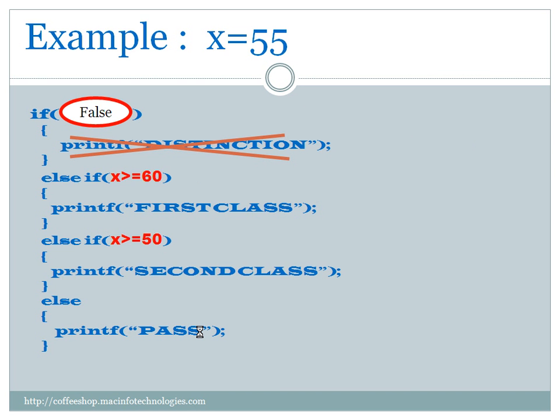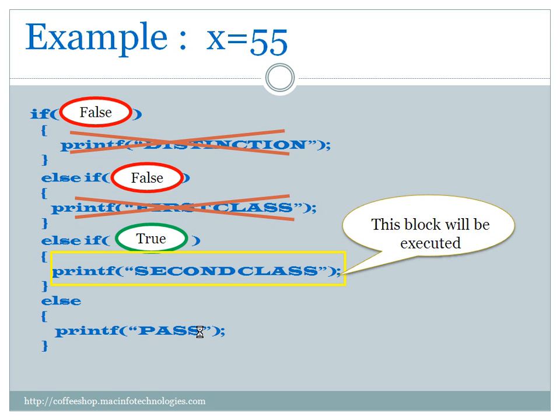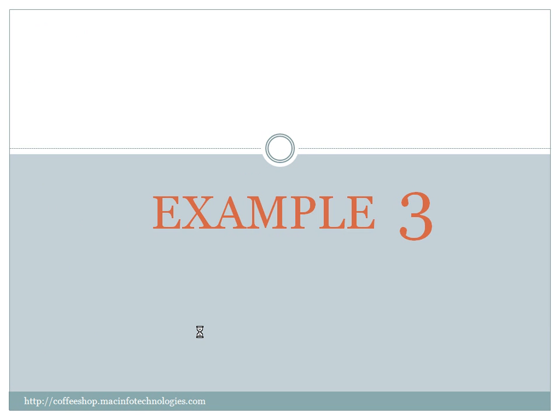Next, x value is 55. 55 greater than or equal to 60 is again false, so this statement is also not going to be executed. And now, x is equal to 55, 55 greater than or equal to 50 is true, and this block is going to be executed. This block will be executed and it prints second class. So no other statements will be printed. So we get second class as output.